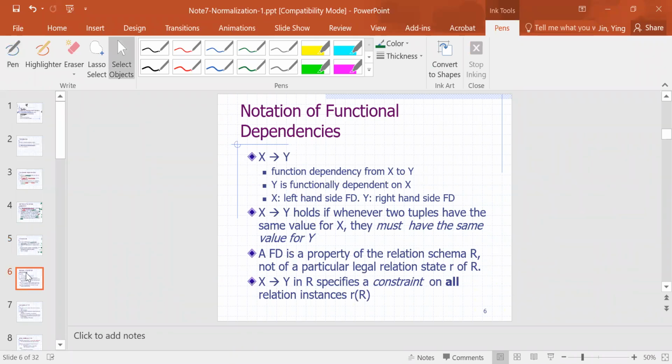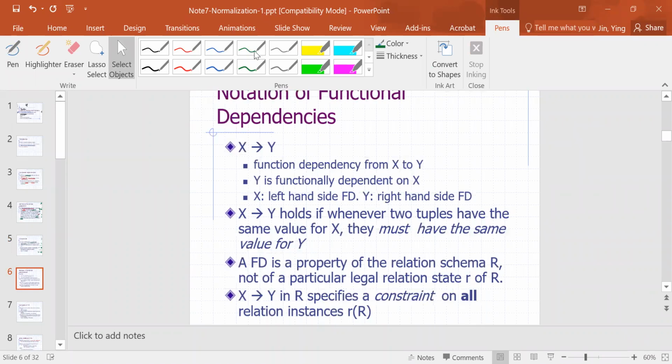And I'm going to give you more examples on that. Let's see. So I have X to Y, a functional dependency from X to Y. That's one way to say it. Y is functionally dependent on X, and X is the left-hand side, Y is the right-hand side of the functional dependency. They are just basic terms that we're going to use. So sometimes I say, what is the right-hand side? You know what I mean, it is this one.